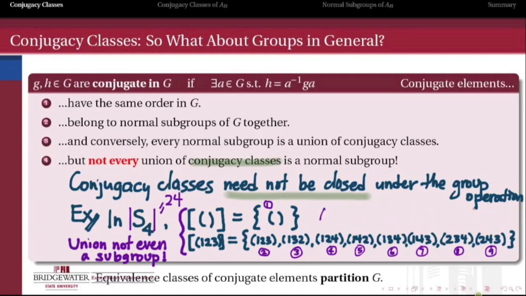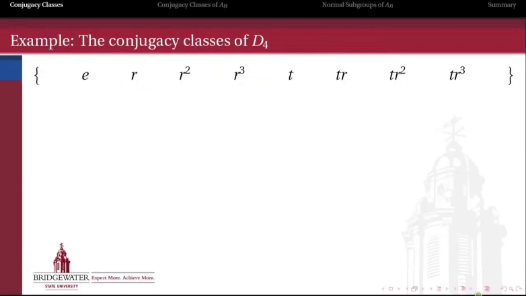Also notice that it's not closed under the group operation in S4. If I take these two 3 cycles, (1 2 4) and (1 3 4), and I compose them together, I end up getting something that's not a 3 cycle, and it's not the identity. Therefore, it doesn't belong to this union of conjugacy classes. So every normal subgroup is a union of conjugacy classes, but not every union of conjugacy classes is a normal subgroup. Let's look at some more examples.